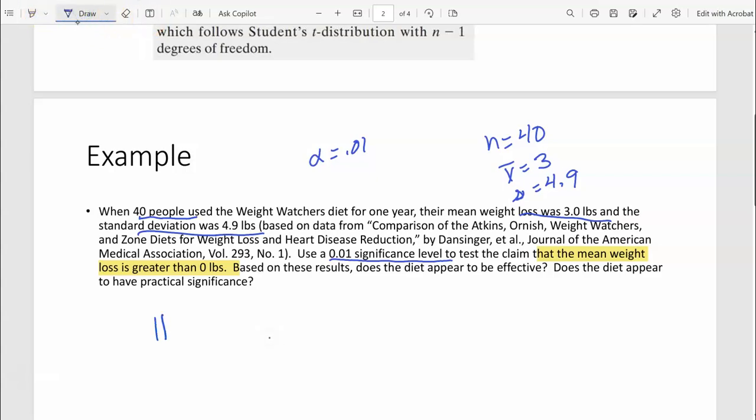So that's giving us our hypotheses. We're looking at testing the claim about the mean. That's how we know we're using a t-distribution. And the mean is greater than 0, which means the null is equal to 0.